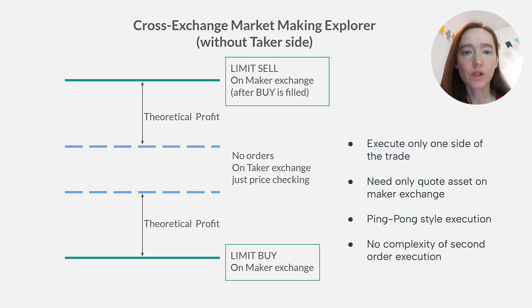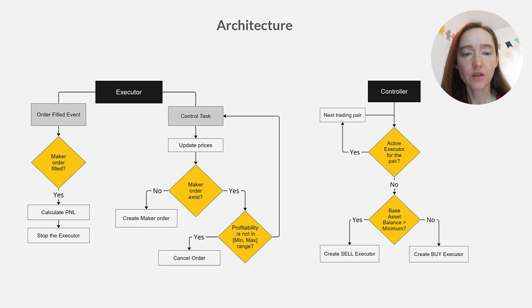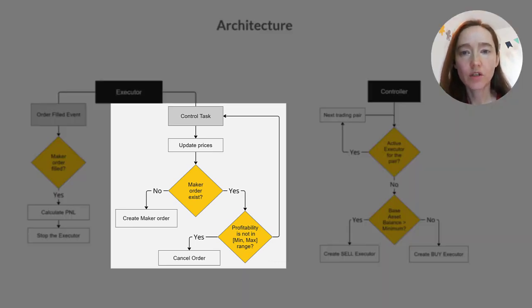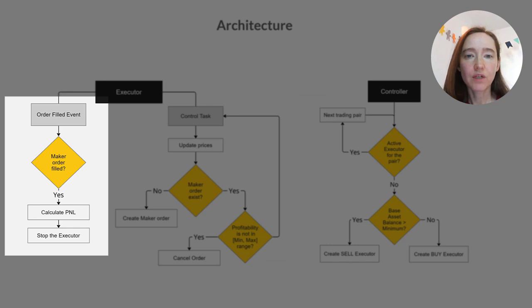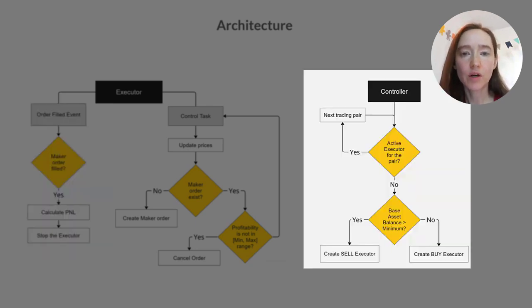So the system works through two main components, the executor and the controller. The executor handles individual trading pair logic, and the controller manages multiple executors and makes decisions about which executor to open. The executor is based on the cross-exchange market making strategy. It also handles the maker order routine of placing and canceling orders. But when the maker order is filled, instead of placing the taker order, it just captures the taker price and stops the executor.